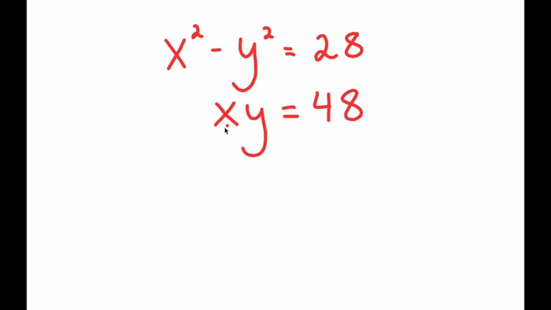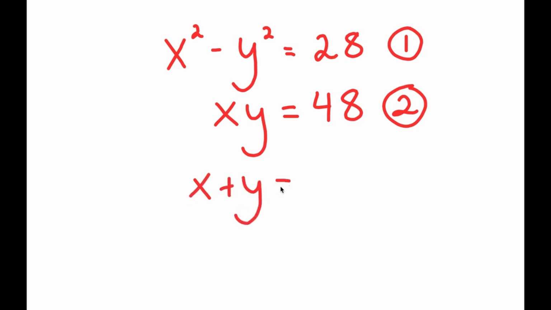Alright, so in this system of equations, I have x squared minus y squared is equal to 28, and x times y equals 48. So I'm given two equations. Let's just say that this is equation 1 and this is equation 2. So what I want to do is find the value of x plus y. And finding this is fairly simple when we find the value of x and the value of y.